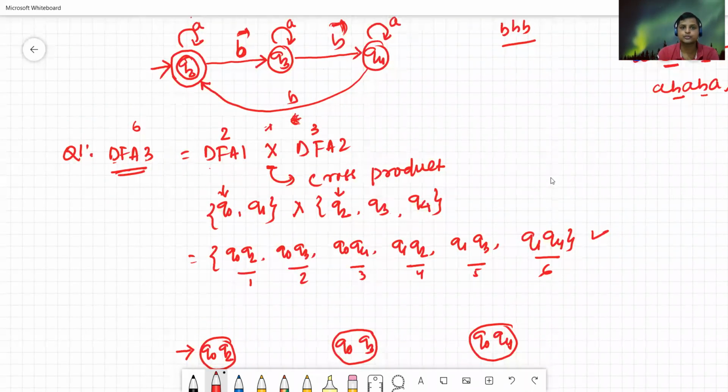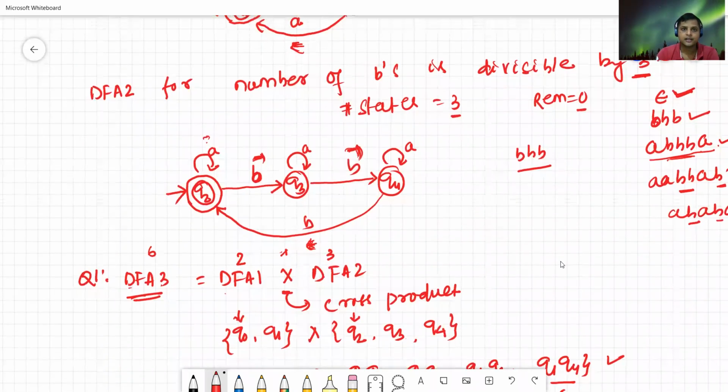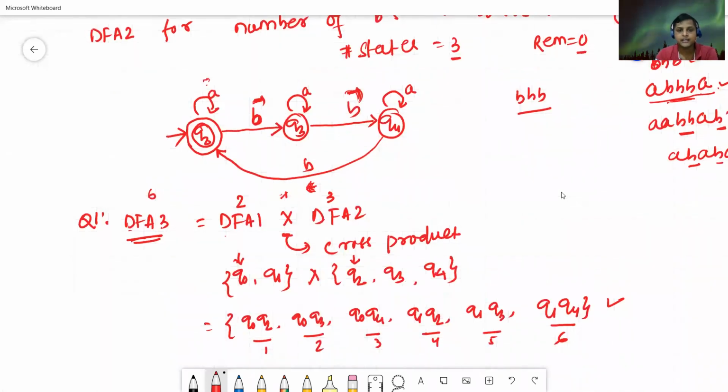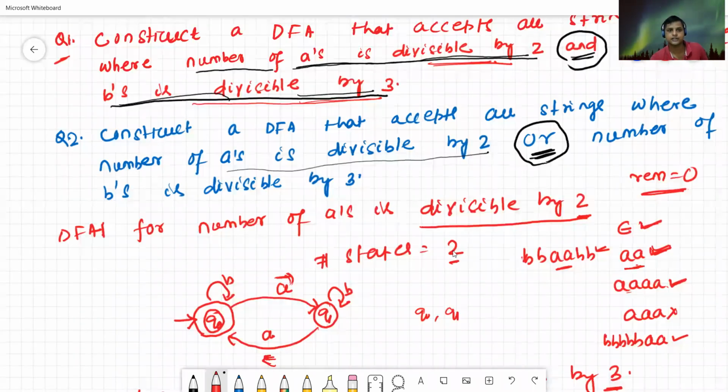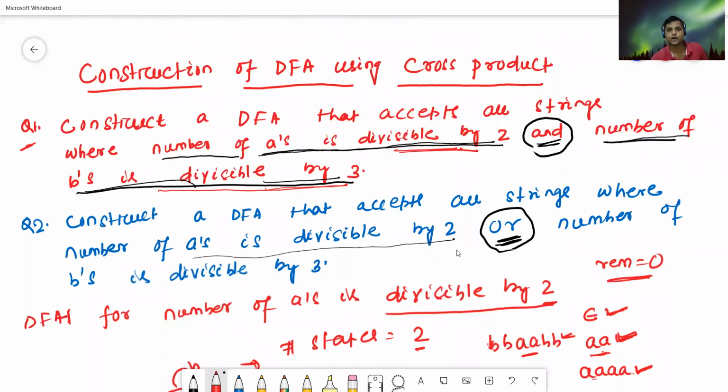Now we'll choose which one is the final state. See here, in DFA1, Q0 is the final state, and in DFA2, Q2 is the final state. Since it is the case of AND, see the question: construct a DFA that accepts all strings where number of A is divisible by 2 and number of B is divisible by 3. Since it is the case of AND, just take the intersection.